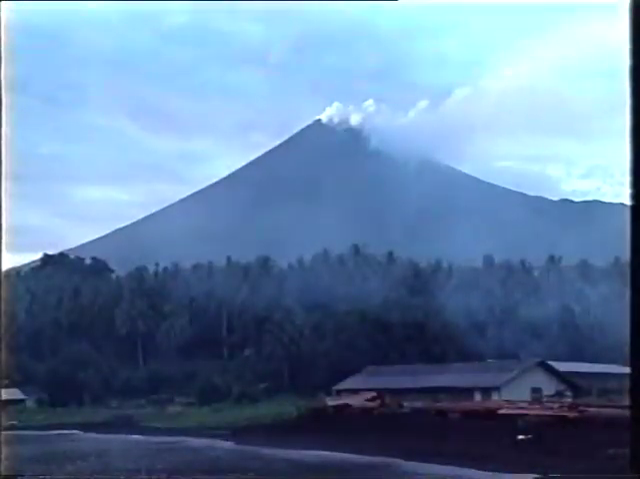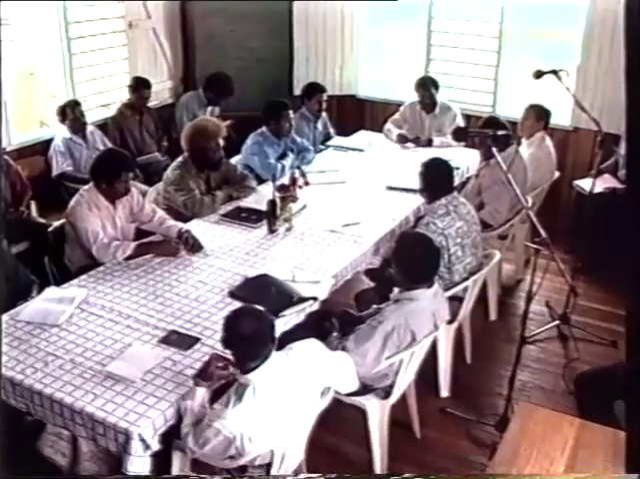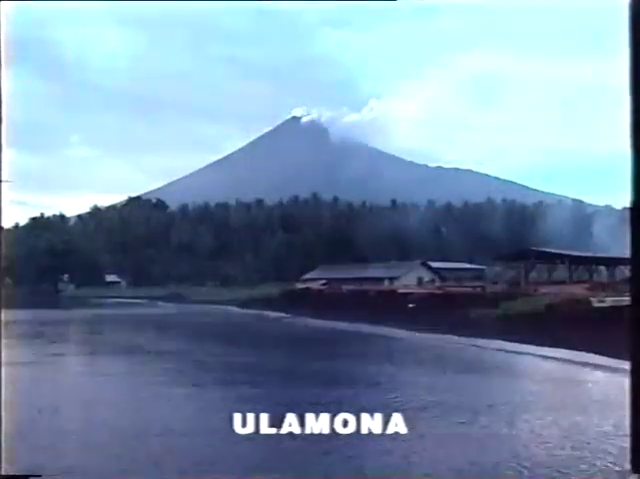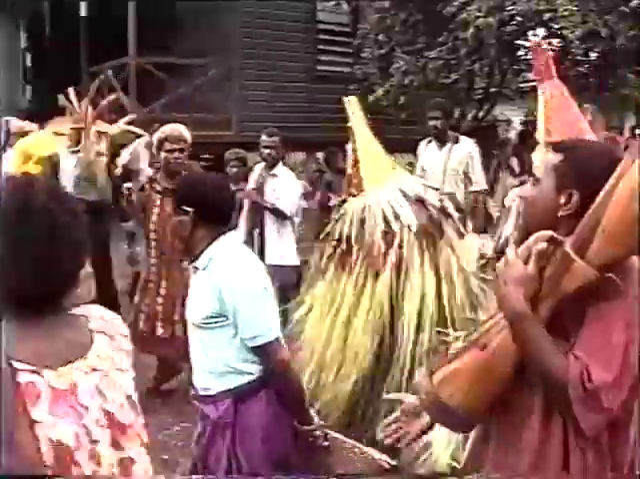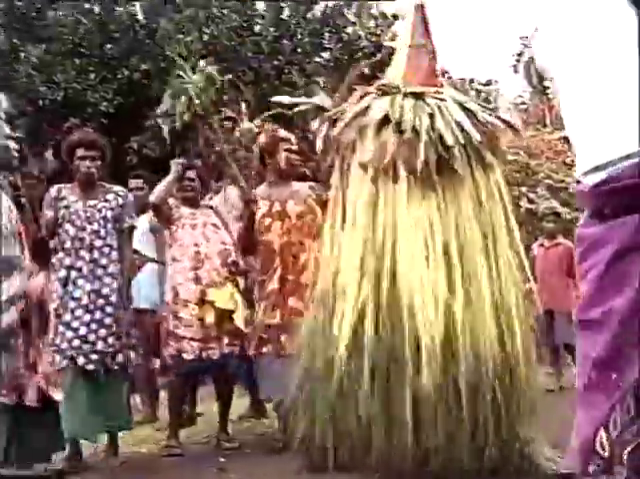Because of the ever-present threat that Ulawun poses to the people living and working in this region, the Rabaul Volcano Observatory conducted a workshop which resulted in the production of an emergency management report on Ulawun and the Southwest Pacific region. This extensive report was presented to the people of Ulamona at an official function held in their community hall.